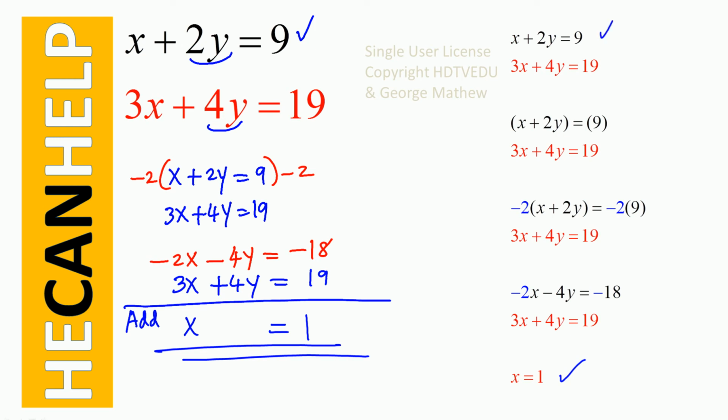x plus 2y equals 9. 3x plus 4y equals 19. Multiply the first equation by negative 2. Keep the second equation the same, and you use the distributive property. Negative 2 times x is negative 2x. Negative 2 times 2y is negative 4y, minus 18 on the right side. Add, and you get 3x minus 2x. What do we get? 3x minus 2x is just x, and 4y minus 4y is 0. So you get x equals 1.